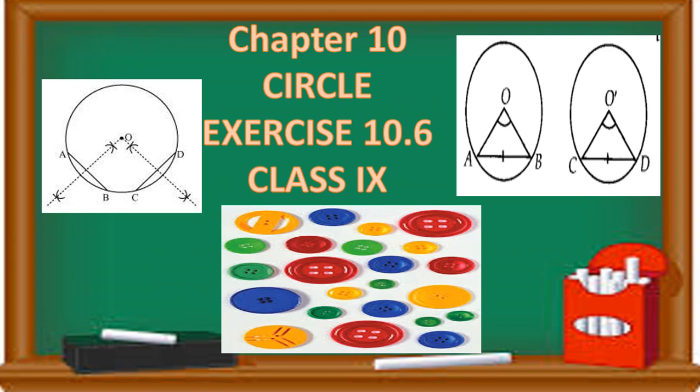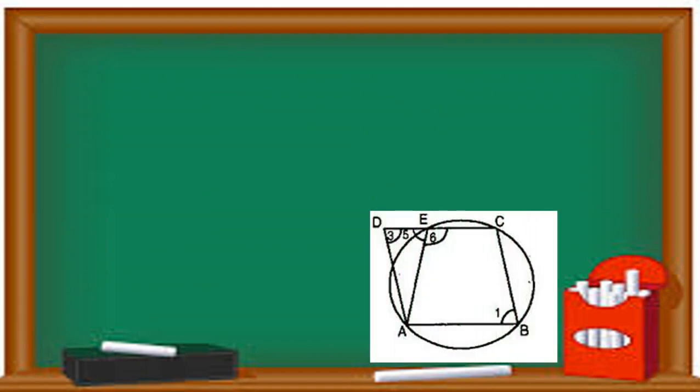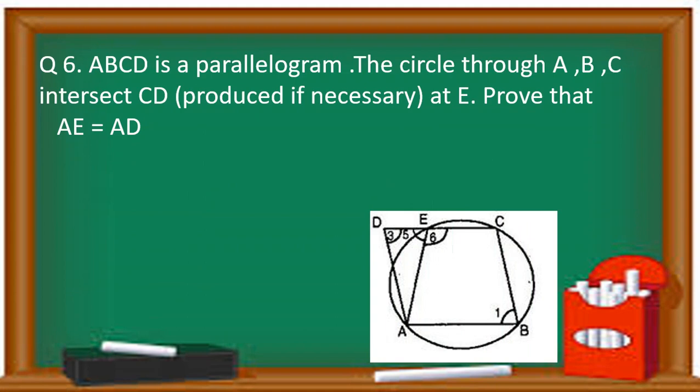Hello students, today we are going to solve problems of exercise 10.6, chapter number 10 circles, class 9th. So here it's question number 6. ABCD is a parallelogram. The circle through ABC intersects CD at point E. Prove that AE is equal to AD.